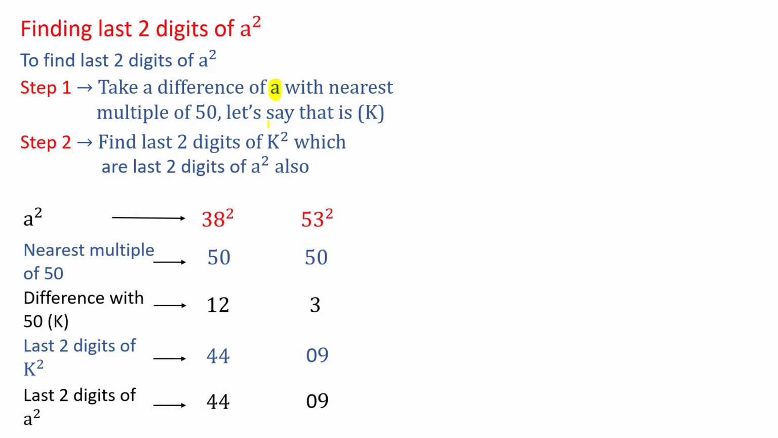Let's have a look at one more example. 73 square. The nearest multiple of 50 to 73 is 50 only. Take the difference of 73 with 50, that is equal to how much? 23. 23 square is how much? 529, but we want only the last two digits, so 29. So the last two digits of 73 square are going to be 29. Let's take one more example. 78 square. Now the nearest multiple of 50 which is close to 78 is 100. The difference of 78 with 100 is how much? 22. 22 square is 484, but we want only the last two digits, that is 84. So the last two digits of 78 square is going to be 84.